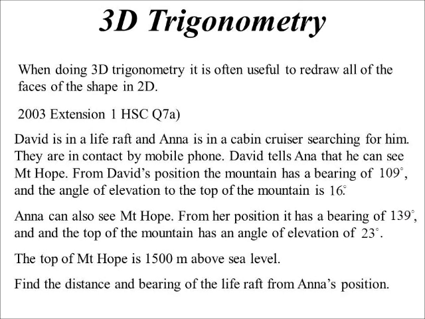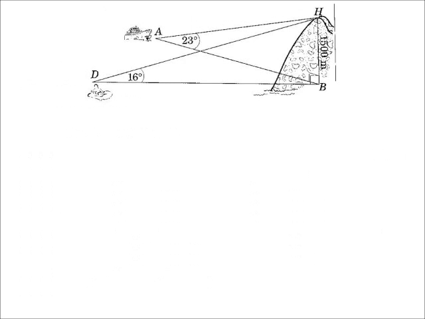Anna, who now realises her mistake, can also see Mount Hope, and from her position, she also happens to have the instruments to measure its bearing of 139, top of the mountain, angle of elevation 23, and they also happen to know that Mount Hope is 1,500 metres above sea level. Find the distance and bearing of the life raft from Anna's position. I love maths in the real world. Okay, so here's the picture they gave with all that. There's the nice cabin cruiser and the raft.